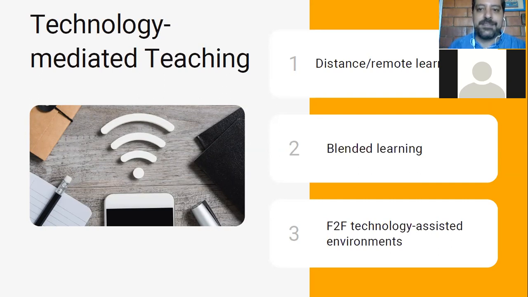Now, let's talk about these modalities or options in technology-mediated teaching. Well, there are many options, but let's summarize it to only 3 options. One is distance or remote learning. The other one is blended learning. And the third one is face-to-face technology-assisted environments.